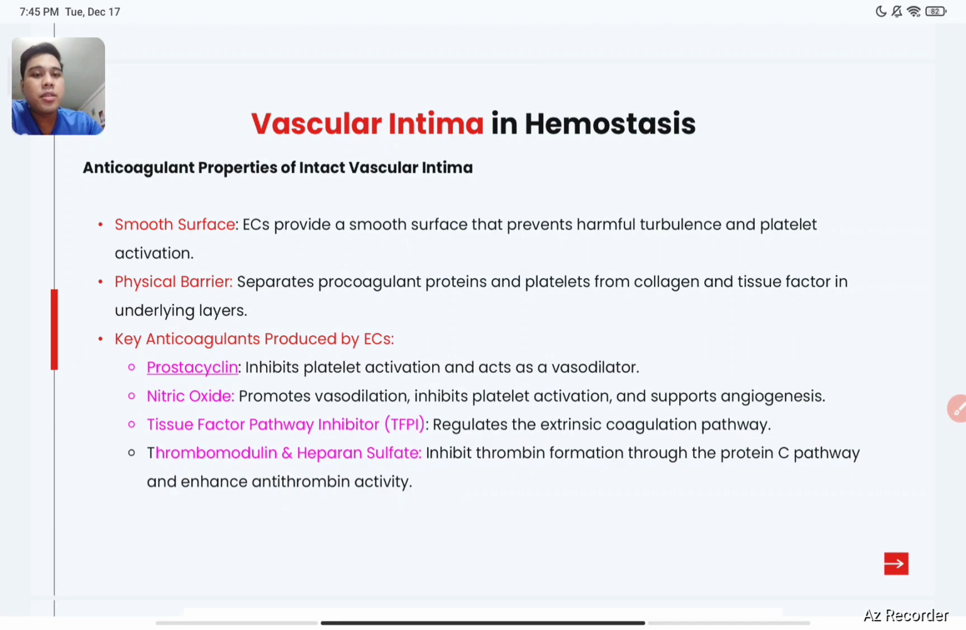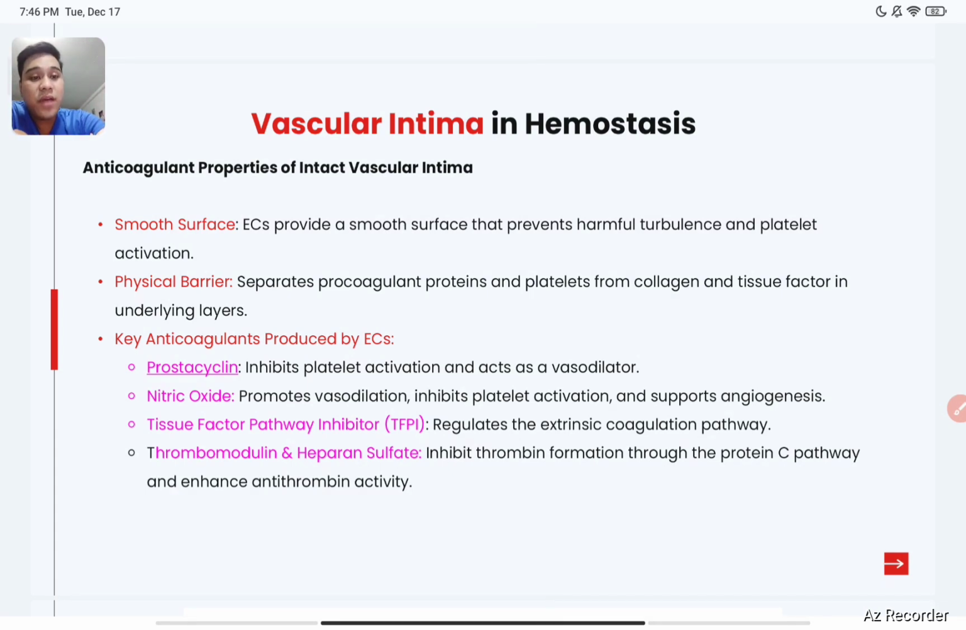So the key anticoagulants produced by your endothelial cells are, number one, we will go to them one by one, but this is just a rundown. So we have your prostacyclin, which came from what pathway? Diba? As I've discussed before, in the eicosanoid pathway, which inhibits platelet activation and acts as a vasodilator. So you also have your nitric oxide. It promotes vasodilation and inhibits platelet activation and supports angiogenesis. Angiogenesis means the formation of new blood vessels.